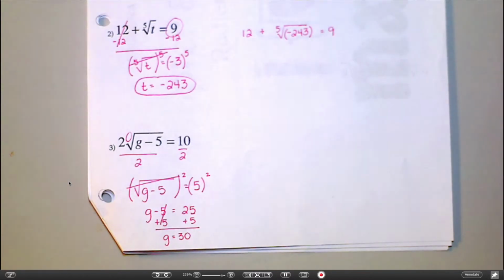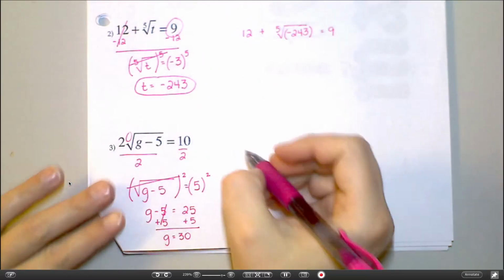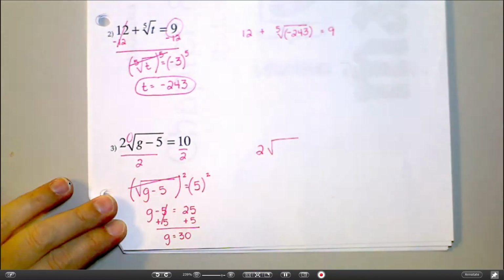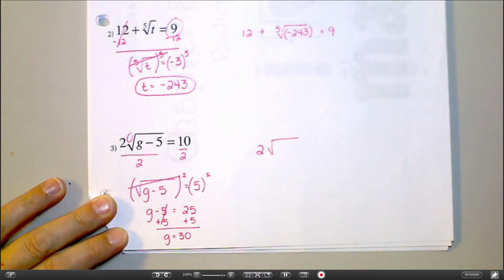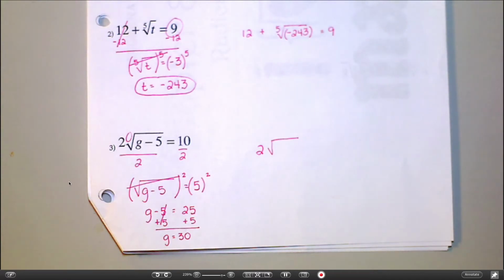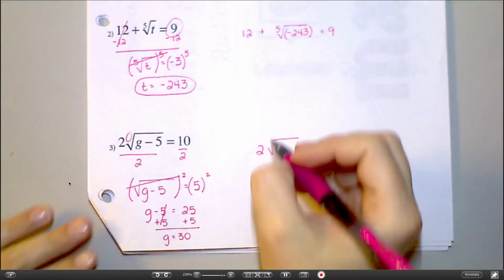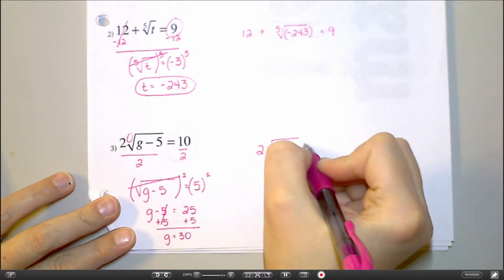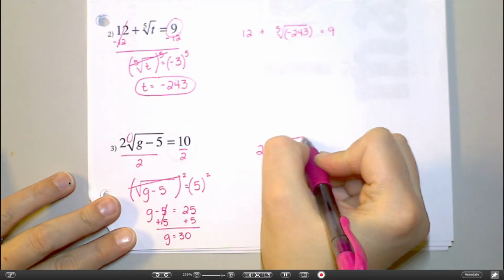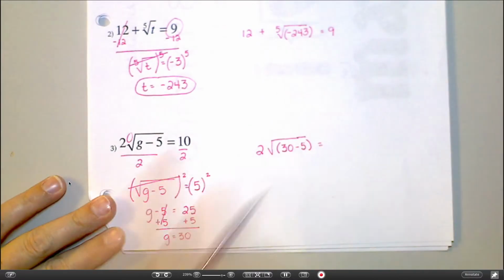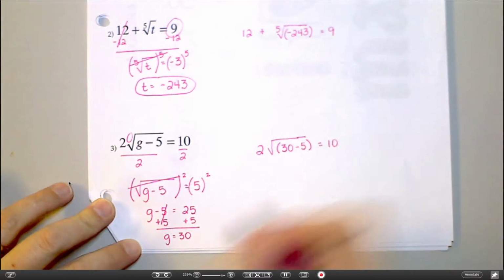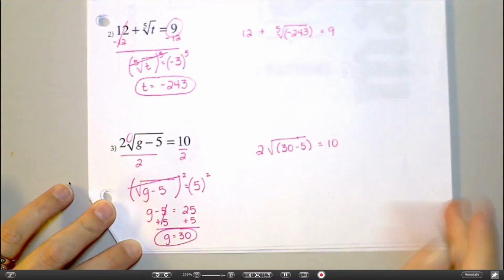Now to check that, here's how I would type it into your calculator. I would type 2 and then just the regular square root button, not the x root, in parentheses, because anytime you're putting more than one thing underneath a radical, I would put it in parentheses. So I would put 30 minus 5. 2 times the square root of 30 minus 5. And we want to see if that equals 10. Does it? Okay, so that one works too.